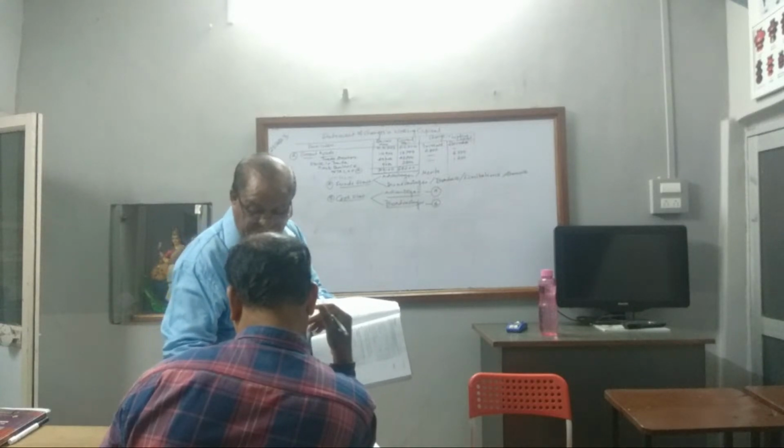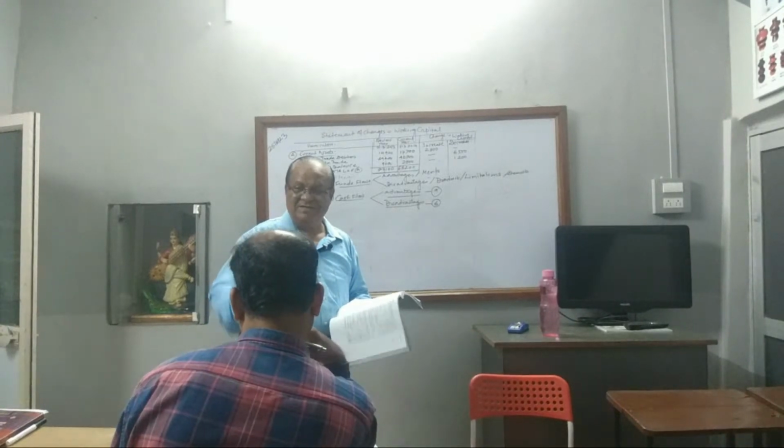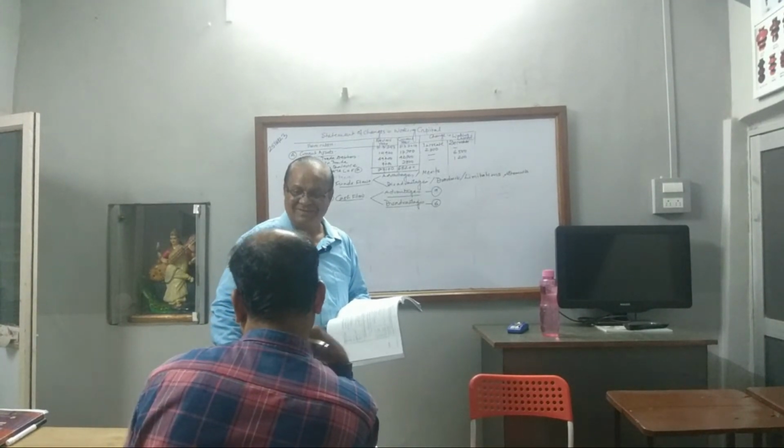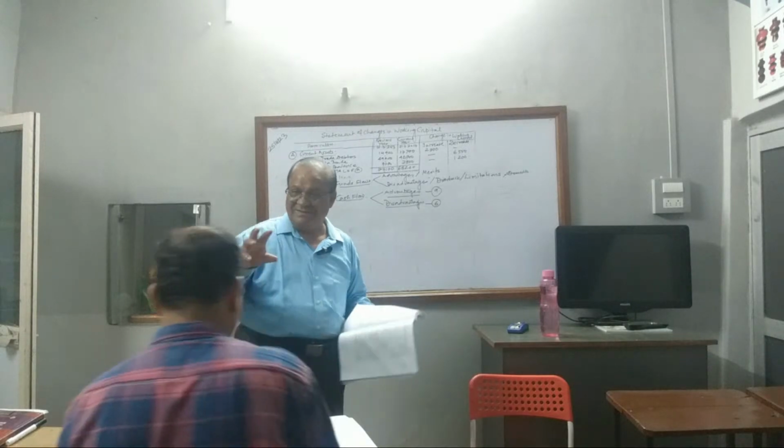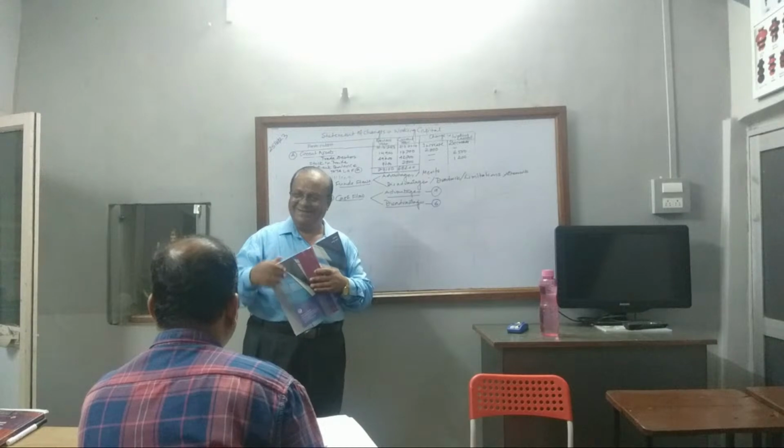Just see. Copyright purchase, 12,000 purchase. Again you have to purchase, no? To that extent, cash is going. Minus is there. Correct. So just see, while purchasing, cash is going. Selling, cash is coming. Got it?